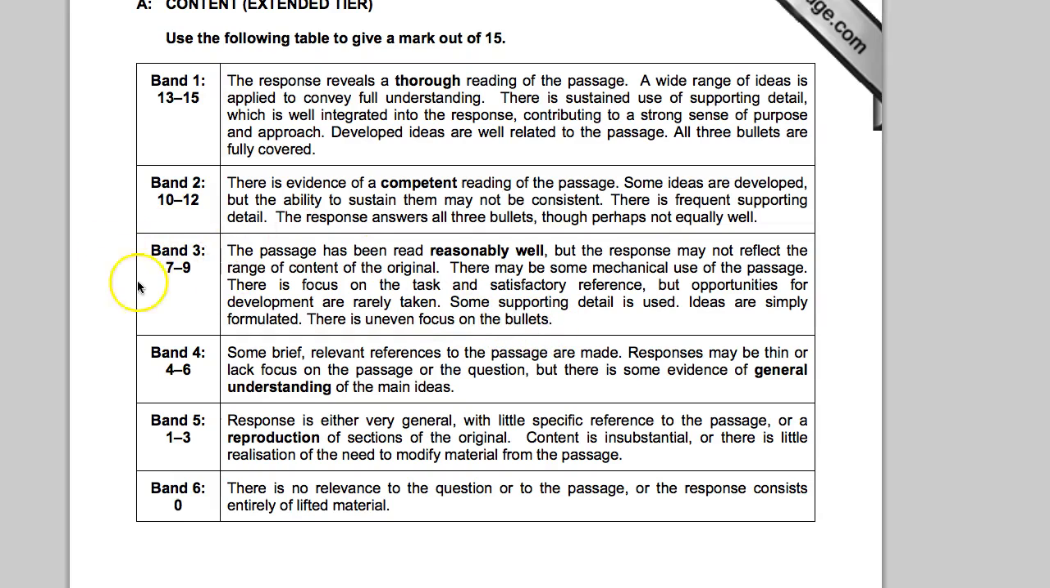So the examiner is stuck here and then wondering which way to put you, and that's a gut instinct. And so they're looking at the general quality, subconsciously looking at the general quality of your answer. And you probably get 8 here because you didn't really write enough.